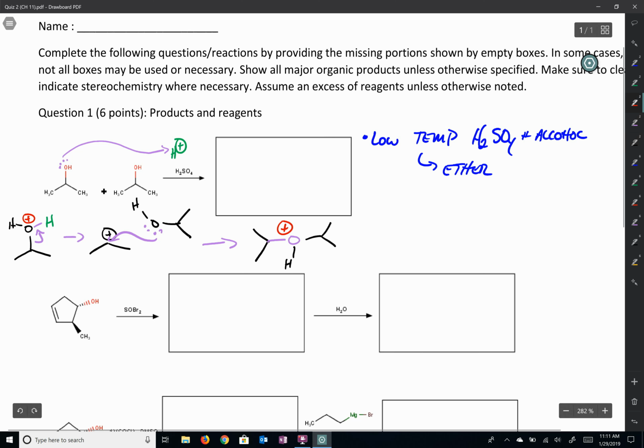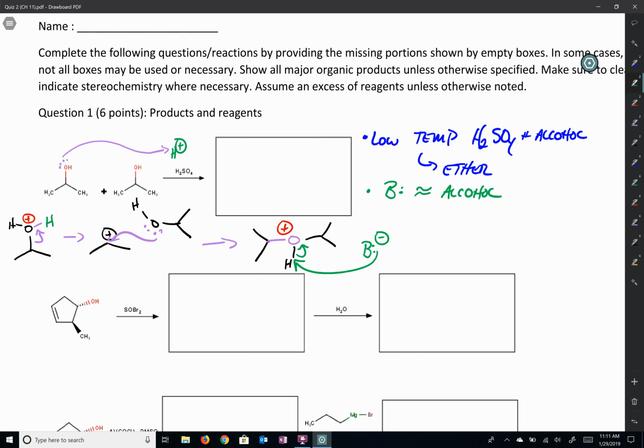And so the last thing we need to do is have some kind of base come in and pluck off that hydrogen. Probably in this case it's going to be another alcohol. So just for simplicity's sake, we'll keep it simple. Okay, so that's our mechanism to get to our answer. If we had higher temperature, we'd be doing an elimination likely, but in this case we're looking for an ether there. Okay, fantastic.